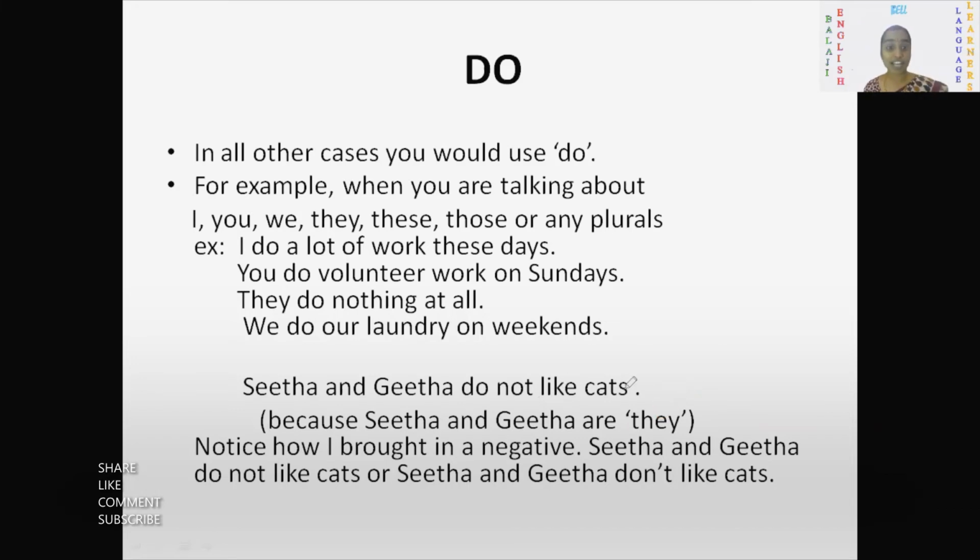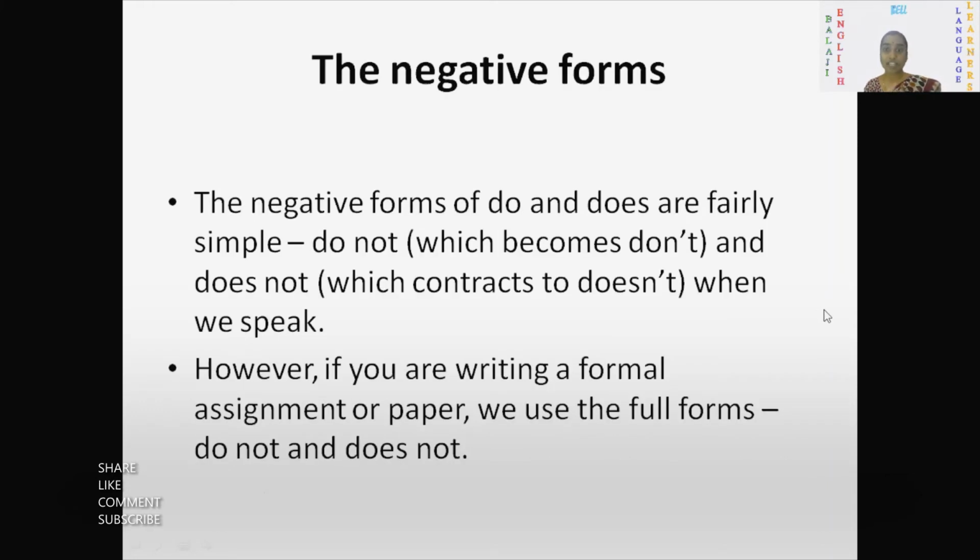It's also perfectly right. When I said do not, what did I do? I transformed the sentence into a negative sentence. You have to notice something here. Notice how I brought it into a negative sense. Sita and Geeta do not like cats. That means they don't like cats. Instead of writing do not, in a contracted form I can write don't.